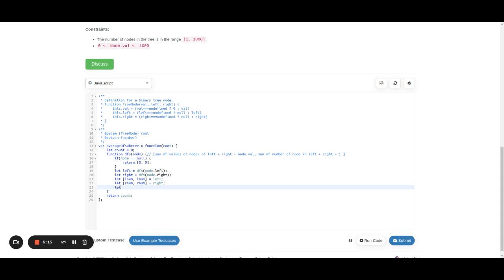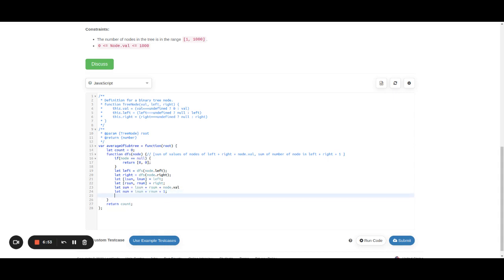So now let's calculate the average. Let's calculate the sum first. Sum is going to be left sum plus right sum plus node value, since left and right don't contain the current node value. Let's calculate the number of nodes: left num plus right num plus 1. Since the current node should also be included: the number of nodes in the left, in the right, and the current node.